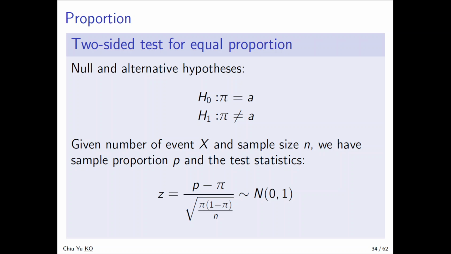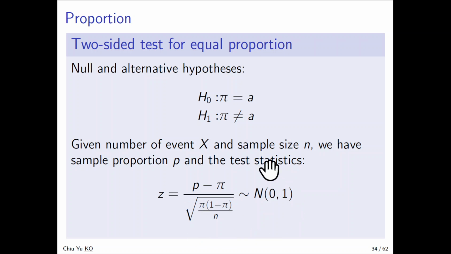We know that this sample proportion follows, again by the central limit theorem, a normal 0, 1. But we don't have to use the central limit theorem. We know the binomial approximation: if n times pi and n times 1 minus pi under the null hypothesis are not less than 5, then we can use the normal approximation, with variance pi times 1 minus pi over n. This is something we already covered in the confidence interval.